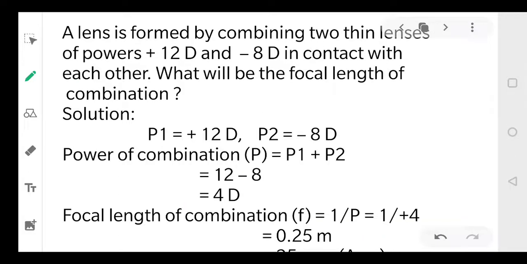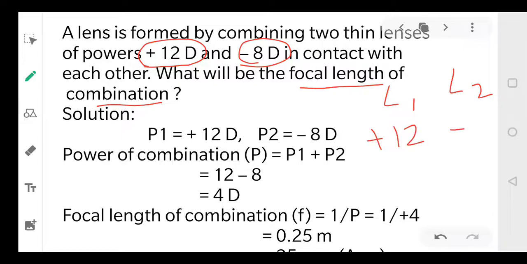Now let's solve a numerical. Suppose करिए हमारे पास लेंस है, एक लेंस की पावर है 12 diopter and second lens has a power of 8 diopter. Now what is the focal length of the combination? अब हमें इसकी फोकल लेंथ निकालनी है कॉम्बिनेशन की, राइट? हमारे पास दो लेंसेज हैं, लेट्स सपोज L1 L2. फर्स्ट की पावर है +12, सेकेंड की पावर है -8. ओके, सो टोटल पावर निकालेंगे हम. टोटल पावर कितनी हो गई?